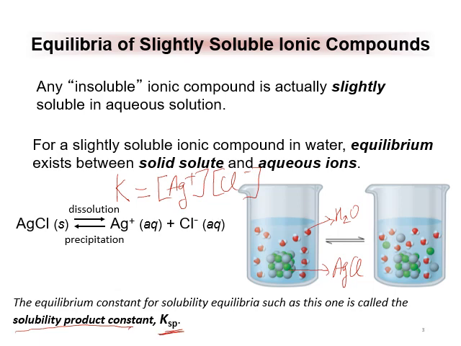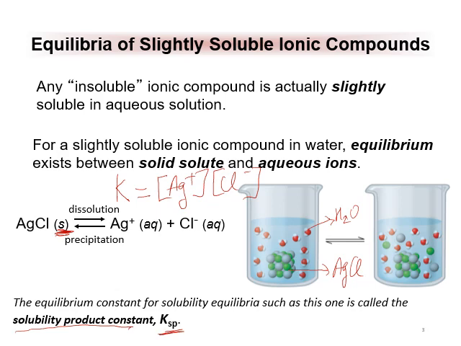Because you can see the stoichiometric coefficient is 1 in this case, and divided by the reactants. But in this case, the reactants are solid. So if you remember, we never include solids in our equilibrium constant expression. So this is the equilibrium constant expression whenever we are talking about solubility of an insoluble salt.